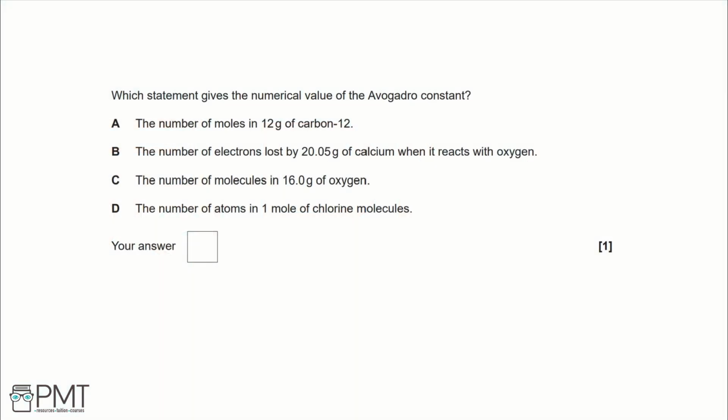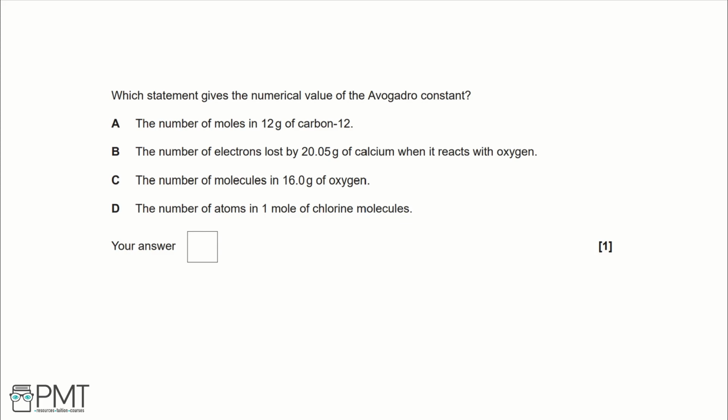Which statement gives the numerical value of the Avogadro constant? A. The number of moles in 12 grams of carbon 12. B. The number of electrons lost by 20.05 grams of calcium when it reacts with oxygen. C. The number of molecules in 16.0 grams of oxygen. D. The number of atoms in 1 mole of chlorine molecules.